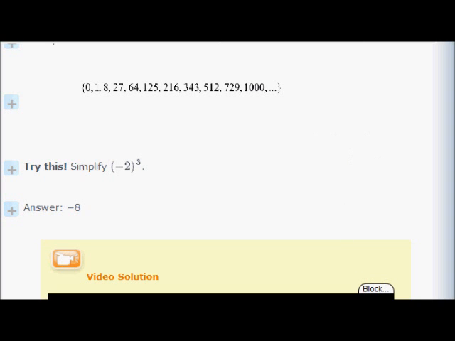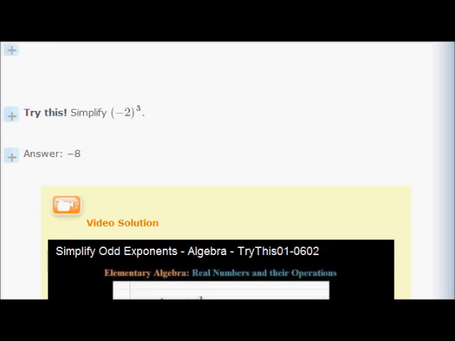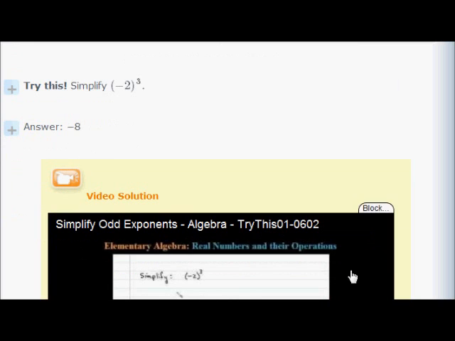Okay, so negative 2 parenthesis cubed, we have negative 2 times negative 2 times negative 2. The first negative 2 times negative 2, the negatives cancel, you end up with positive 4. And then you multiply positive 4 by negative 2, and you end up with negative 8.